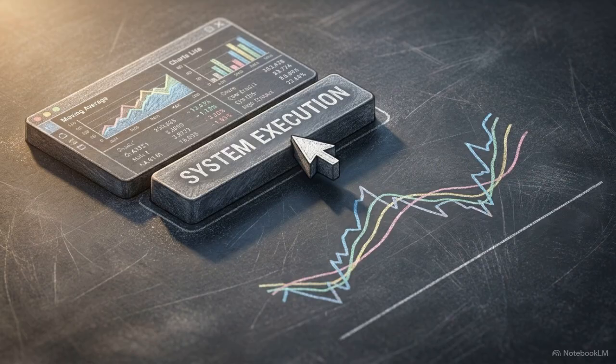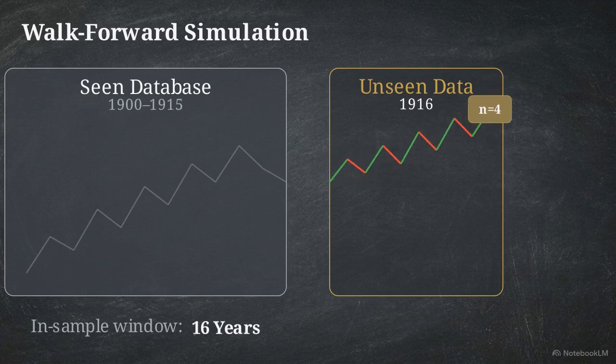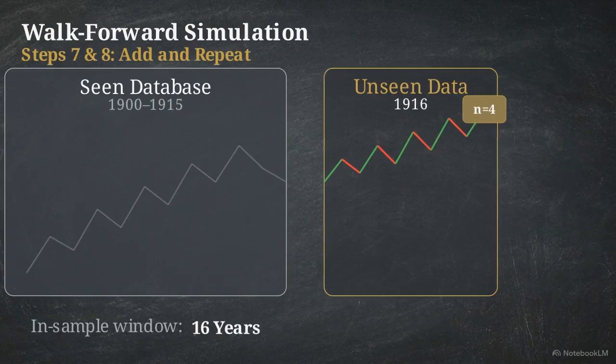To prove the parameter, we execute Step 6, walk forward. We take our optimized 4-week setting and project it onto the immediate future. The algorithm trades the parameter across unseen data, 1916. We record trades and draw the equity line. Then Steps 7 and 8, add and repeat.